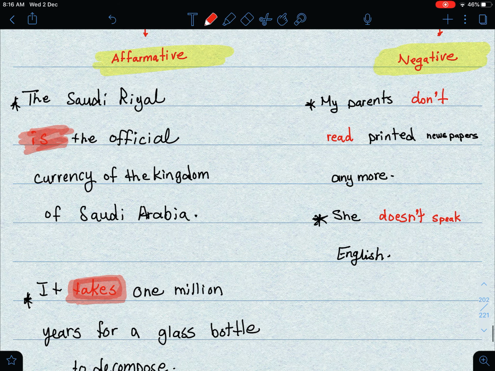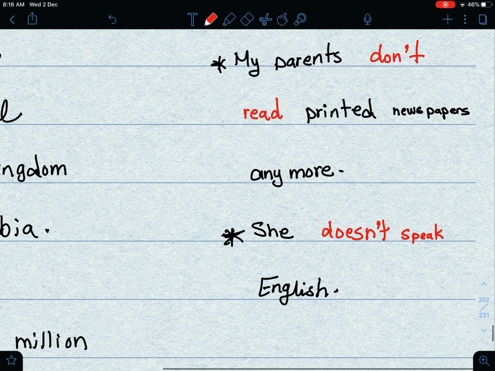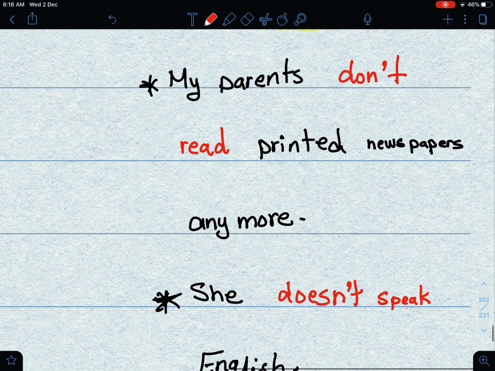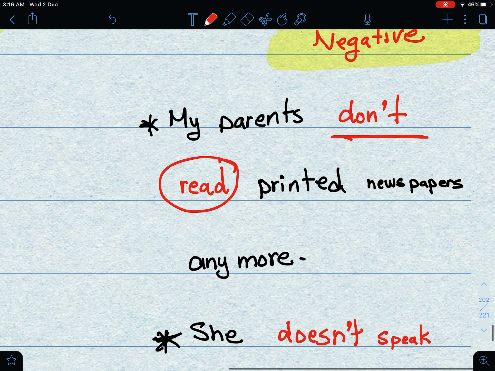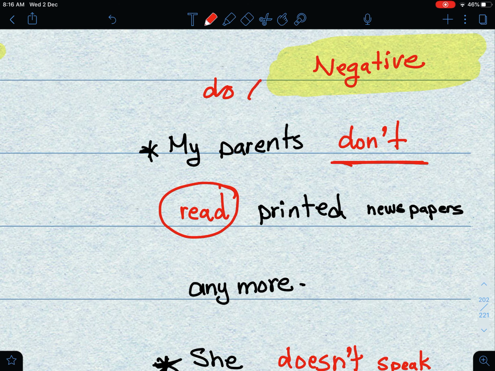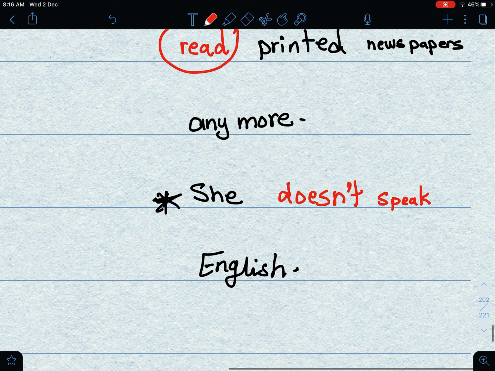Now let's move on to the negative statements. My parents do not read printed newspapers anymore. So here I use don't because يعني الأفعال المساعدة مع النيجاتيف أستخدم either do or does. طبعا أنتوا عارفين does مع المفرد والdo مع الجمع. So my parents read, it will be my parents do not read.